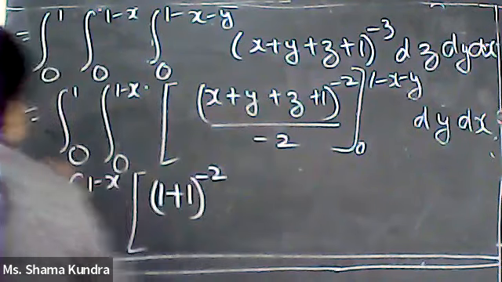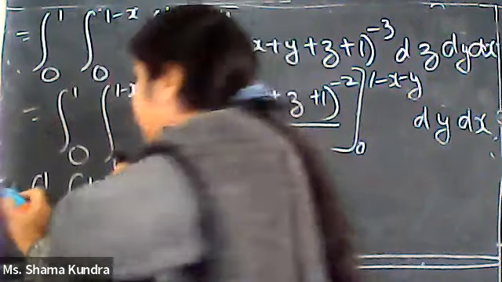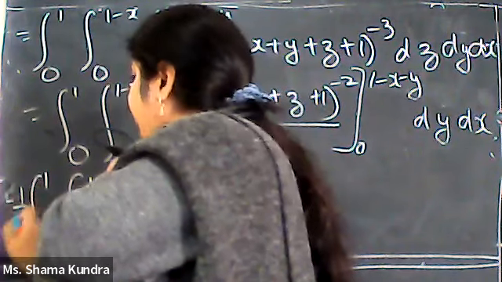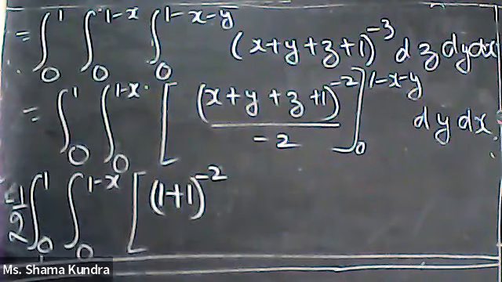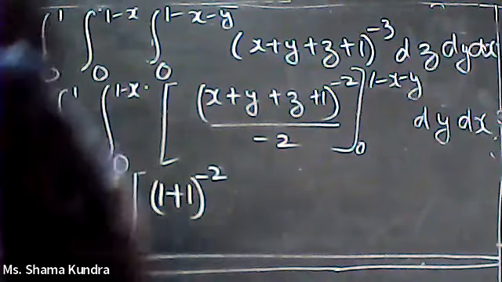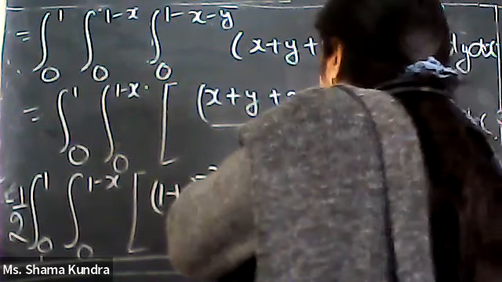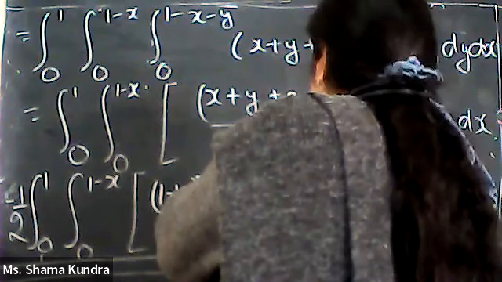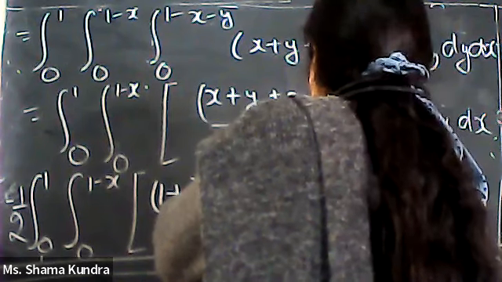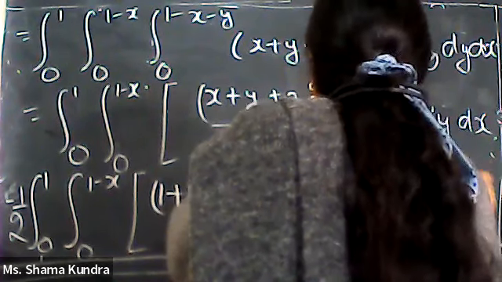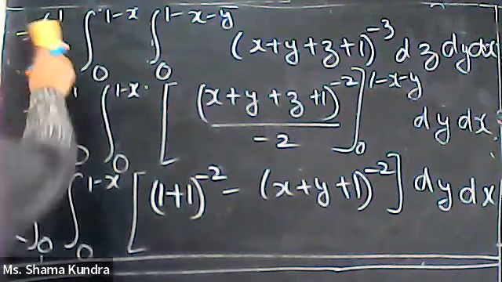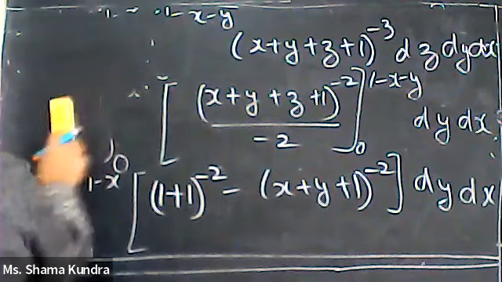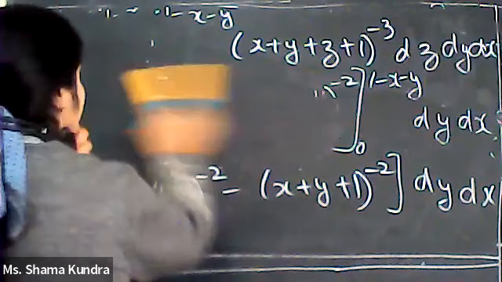Taking the constant minus outside of the integral, and when you put the lower limit z equals 0, you will get (x plus y plus 1) raised to power minus 1, and dy dx. Now, the next step is to integrate with respect to y, as we have done with z.